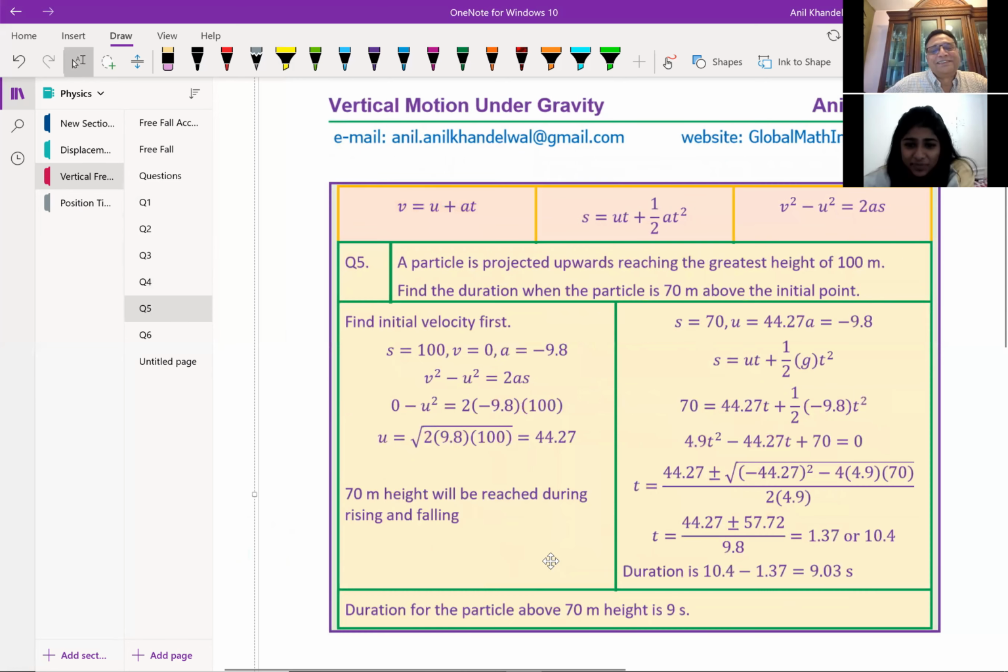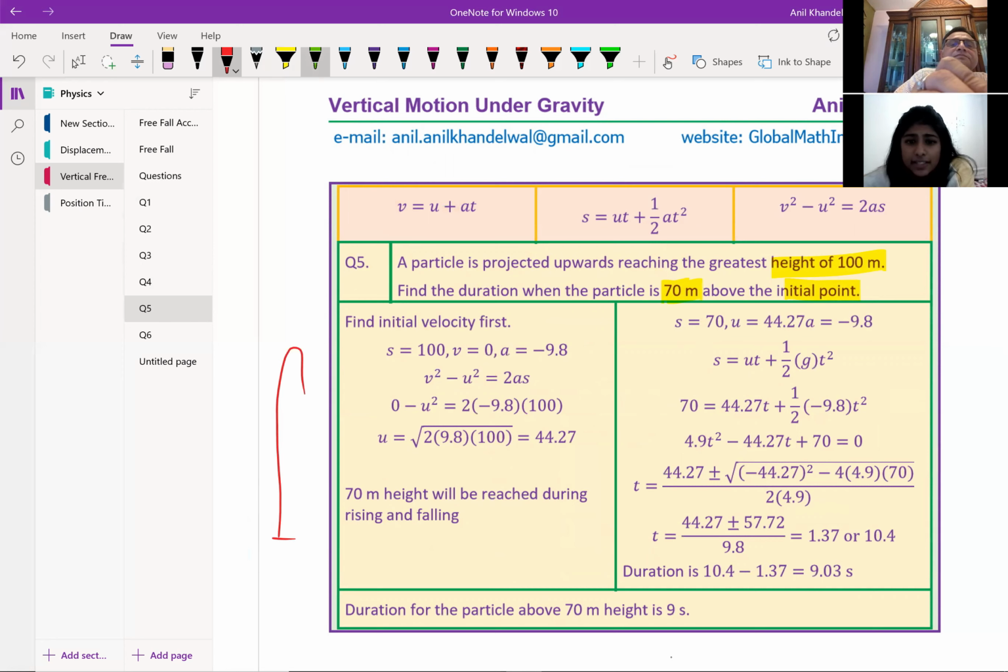Question number 5, please read it. A particle is projected upwards, reaching the greatest height of 100 meters. Find the duration when the particle is 70 meters above the initial point. So S equals 100 meters, because that's the greatest height. We need to find the duration, so t is unknown, when the particle is 70 meters above the initial point.